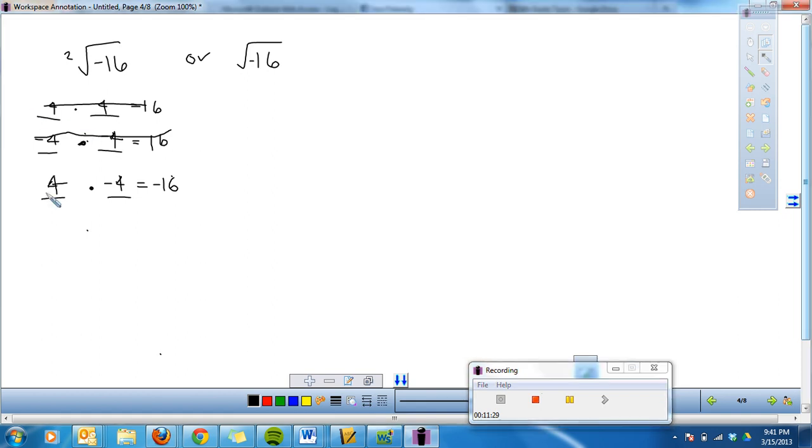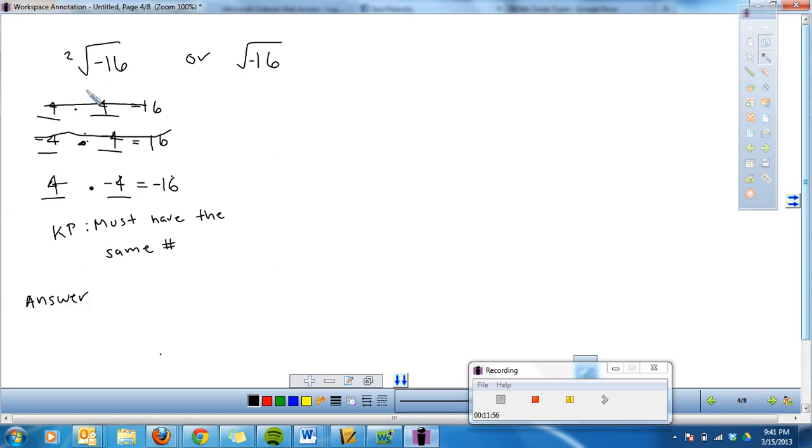So our key point that we want to remember is that you must have the same number. You must have the same number. So 4 times negative 4 gives you negative 16, which is great, but 4 and negative 4 are not the same number.